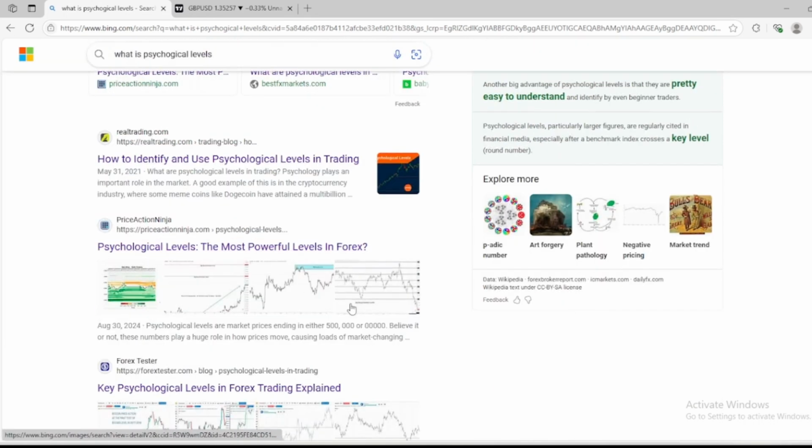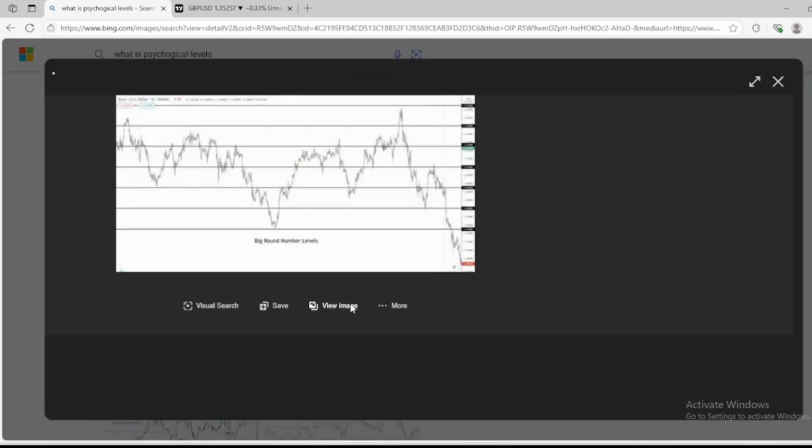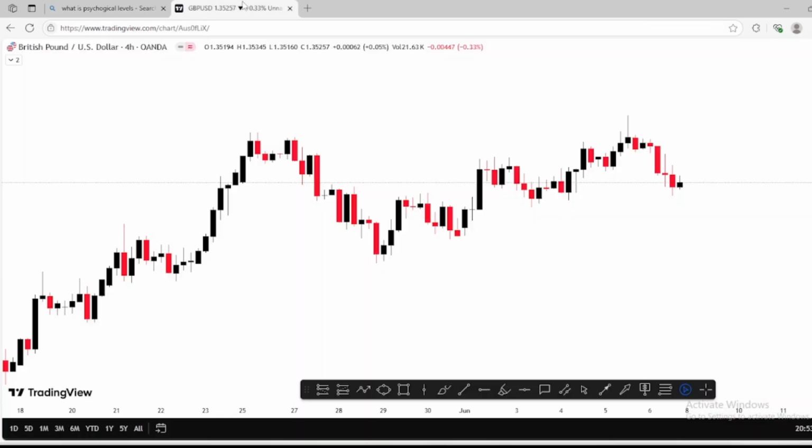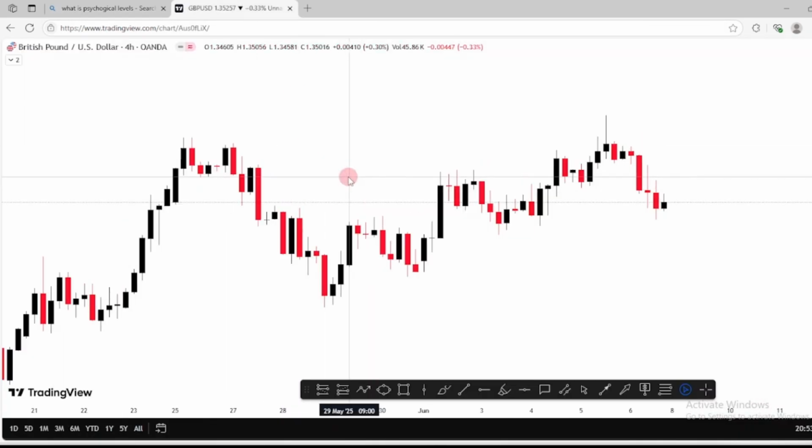You can see a lot of people trade the psychological level and it works best for them. You can see the example right here. Now let's go to my screen and see how to draw psychological levels. If you are a day trader, draw your psychological levels in the daily or the 4-hour time frame. I'm going to show you how to draw them.